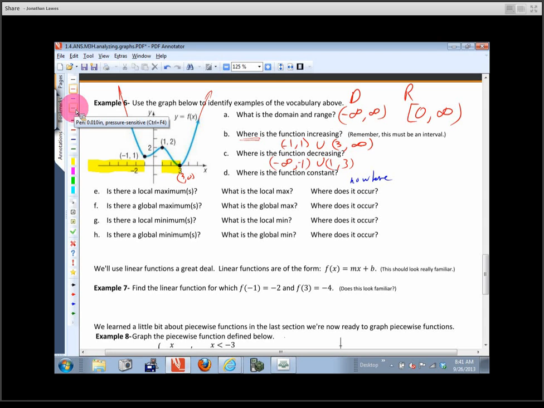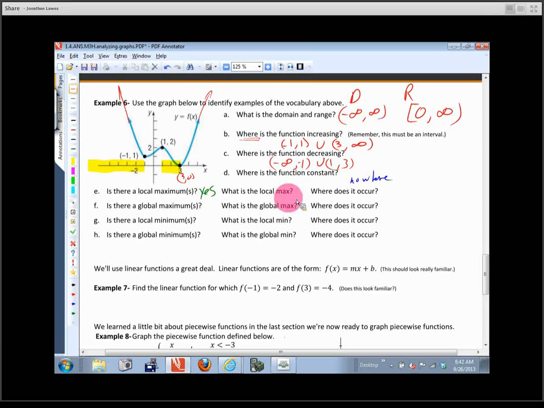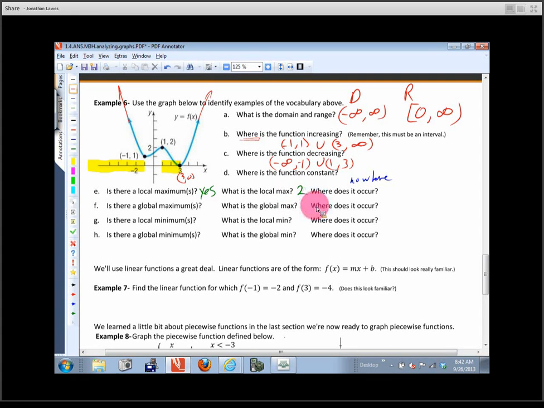Is there a local maximum? Or are there more local maximums? Or are there a couple of them? Any local maxes? Yes or no? I see some shaking heads, yes. I see a couple no's. Yes, there is. Remember, a local max is where it kind of has a little peak right here. So what is the local maximum? The local maximum is right here. It's 2. Where does it occur? At x equals 1. Remember, what the maximum is, is a y value. Where it occurs is an x value.